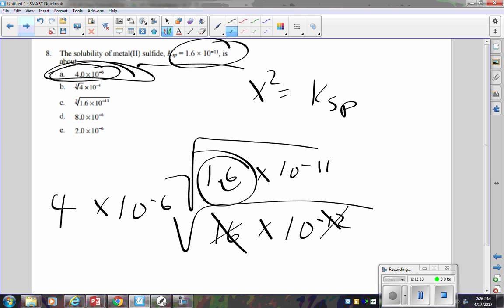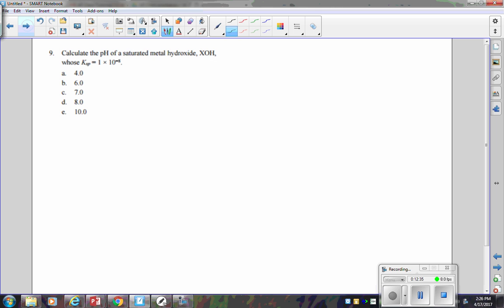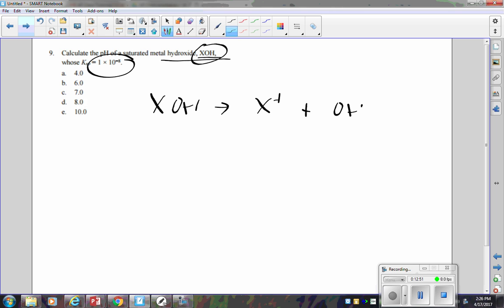Next one, calculate the pH with the KSP is this. Metal hydroxide, so notice the metal is basically, it was +1 charge, right? Because it's XOH, so XOH breaks into X plus 1 plus OH minus. So ultimately, X squared is going to be equal to KSP, which is going to be 1.0 times 10 to the negative 8. So I take the square root of this.